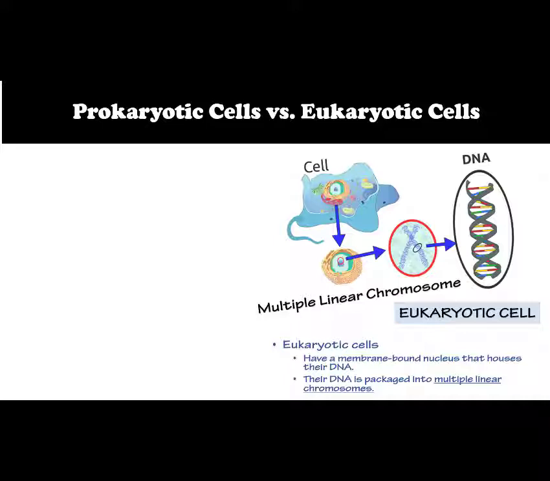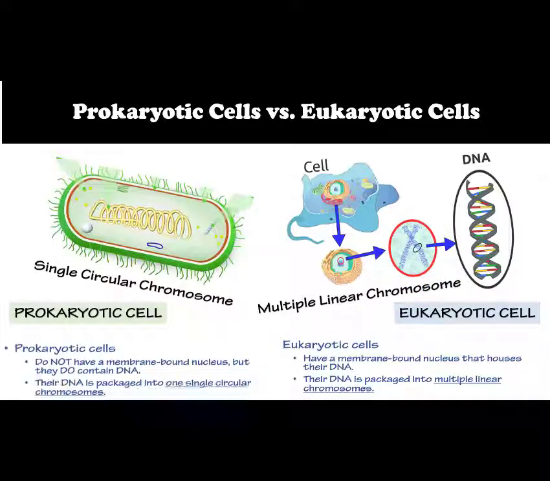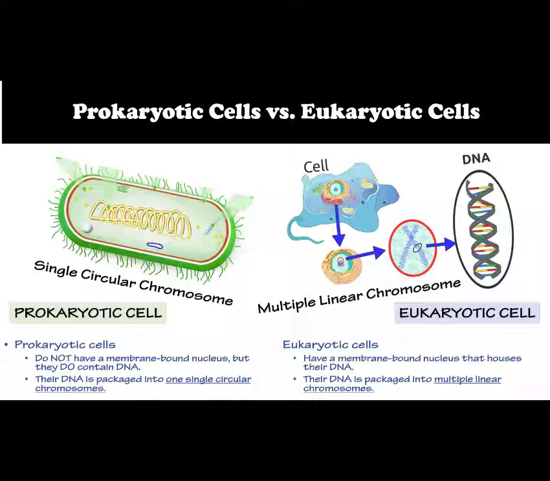Eukaryotic cells have DNA that is within their membrane-bound nucleus. Their DNA is packaged into multiple linear chromosomes. Prokaryotic cells do not have a membrane-bound nucleus, but they do contain DNA. Their DNA is packaged into one single circular chromosome.